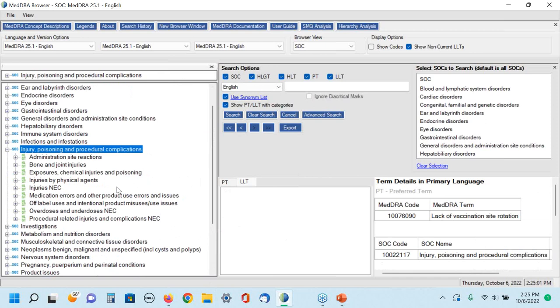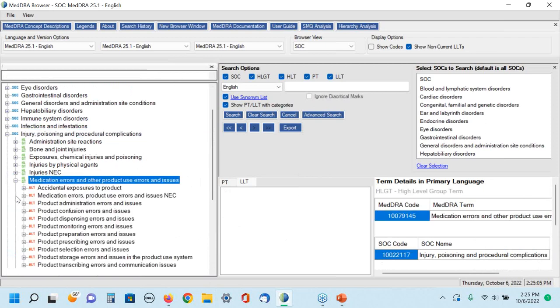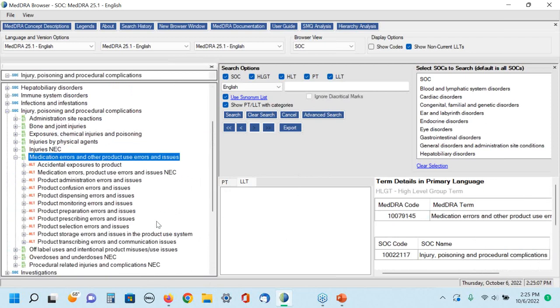Okay, so this comes down to an understanding, when we get into this HLGT, of what kind of problem this is. This is a problem of product monitoring. You are supposed to know about how medications are supposed to be monitored. So there are two things: the monitoring issue, as well as the fact that it was inappropriately prescribed.